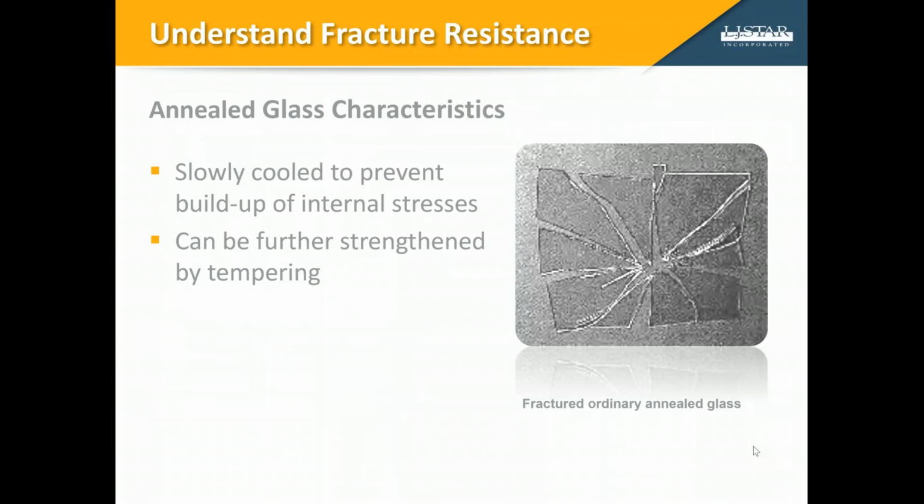Annealed glass is glass that has been slowly cooled to prevent buildup of internal stresses, so it can be cut and further processed. After annealing, the glass can be further strengthened by tempering. There are two methods to temper glass. In the first one, chemical strengthening, a chemical solution is applied to boost the mechanical resistance of the glass.